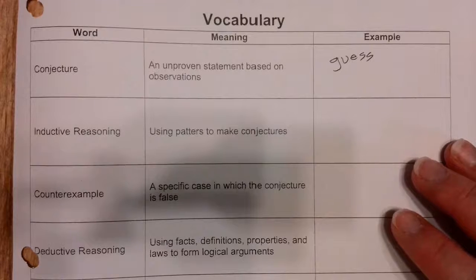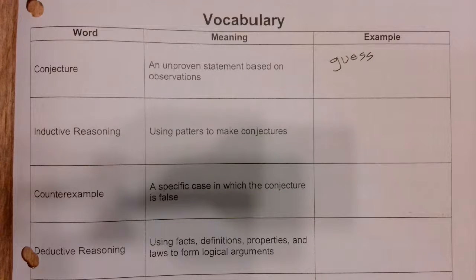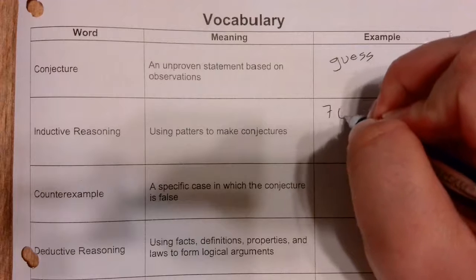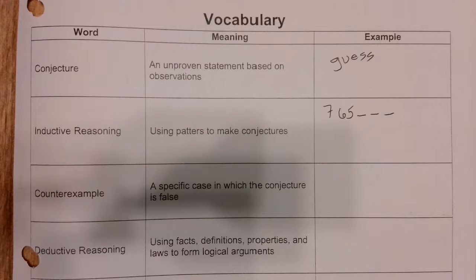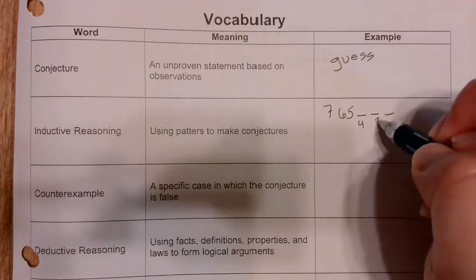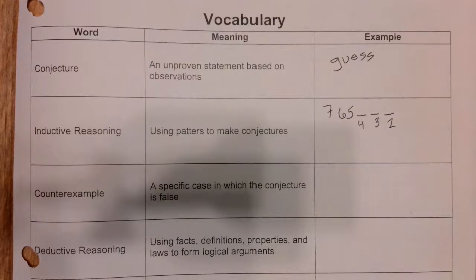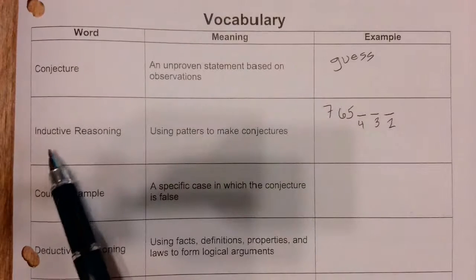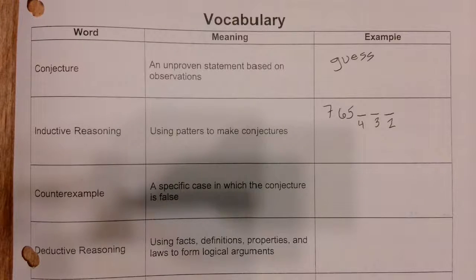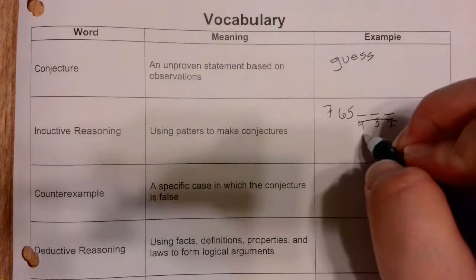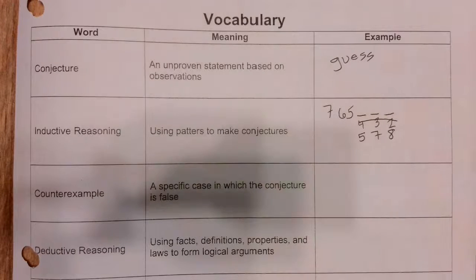Inductive reasoning. It's using patterns to make conjectures, using patterns to make a guess. So if I said 7, 6, 5, blank, blank, blank, what would be your guess? Well, a really good guess would be 7, 6, 5, 4, 3, 2. That'd be a good guess. However, inductive reasoning can actually be wrong because you're using patterns to make your guess. So actually, 7, 6, 5, 4, 3, 2 is not the pattern I was thinking of. I was thinking of 7, 6, 5, 5, 7, 8.